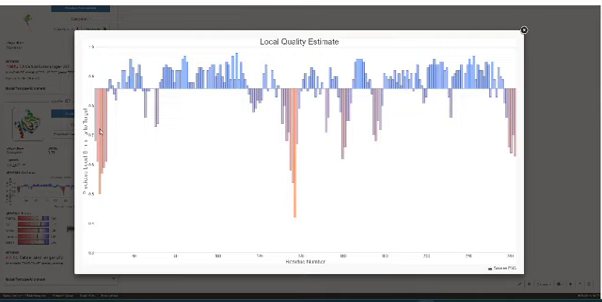Okay, so when the bars are blue and tall, we can trust those parts of the protein model and it is of high confidence. And when the bars are purple or red, the model is less sure about that region and it has low confidence. So this graph is a tool that helps us figure out which parts of the protein model are good and which ones need more work or more checking.